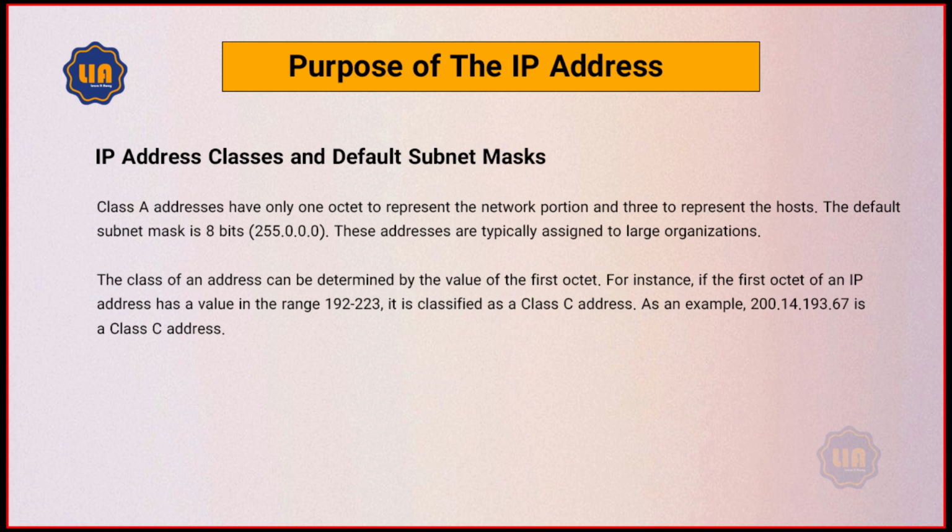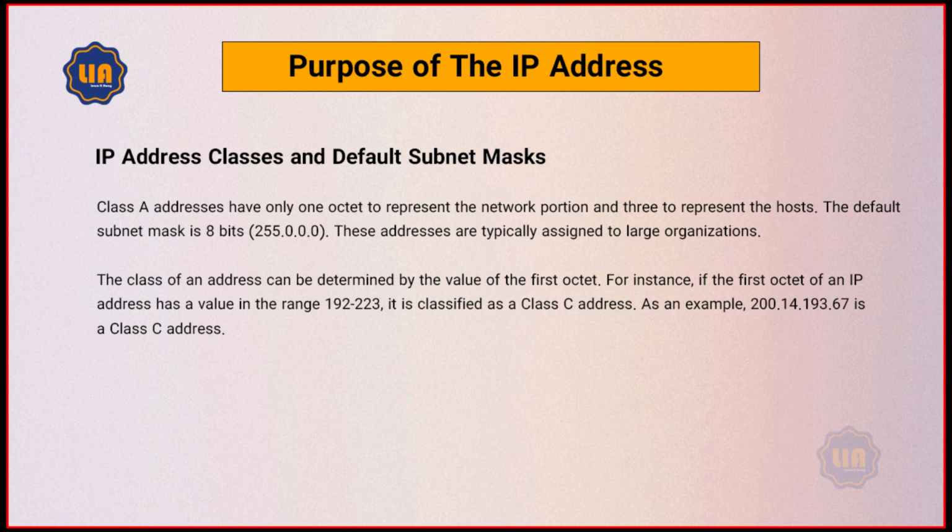Class A addresses have only 1 octet to represent the network portion and 3 to represent the hosts. The default subnet mask is 8 bits, 255.0.0.0. These addresses are typically assigned to large organizations.